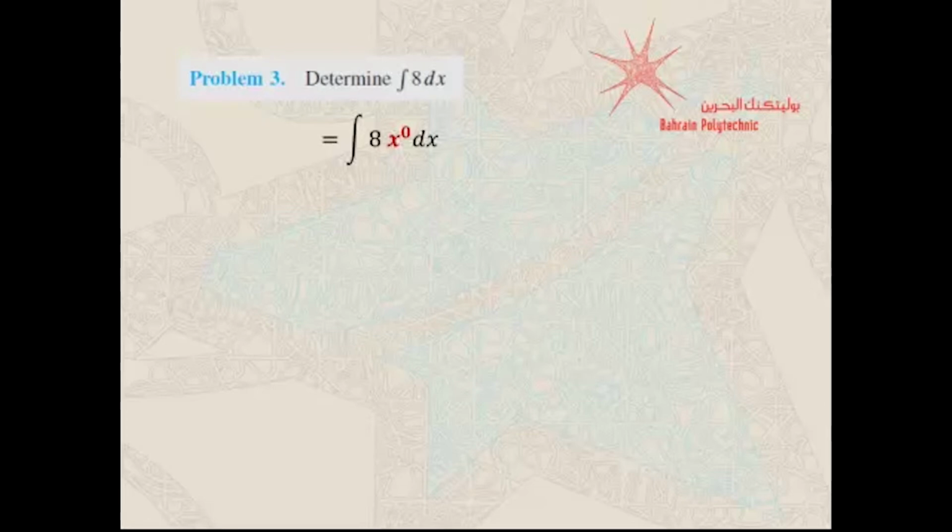Now what I have to do is use the rule of power. You've got 8, which is just a number, and then you've got x to the power of 0. I'm going to increment it by 1, it becomes 1, and I'm going to divide by the new power, which is 1. This is going to be equal to 8x. You don't have to write to the power of 1, so this is 8x plus c.